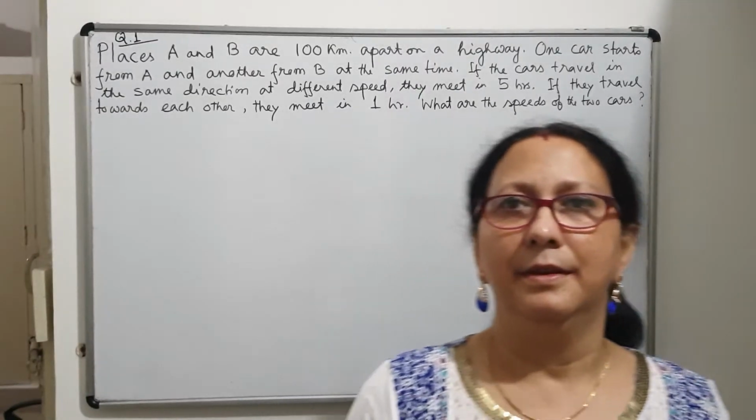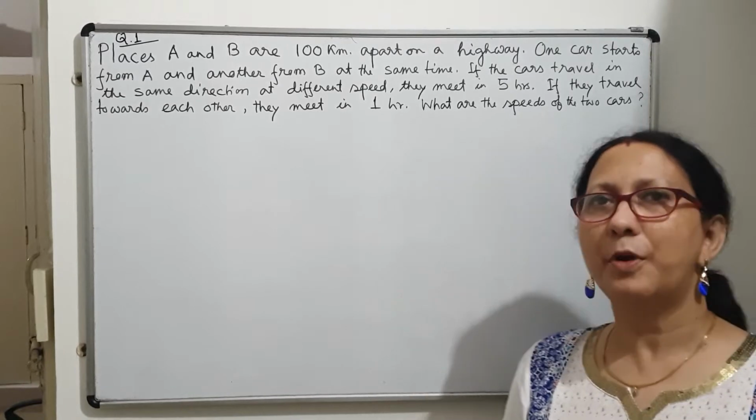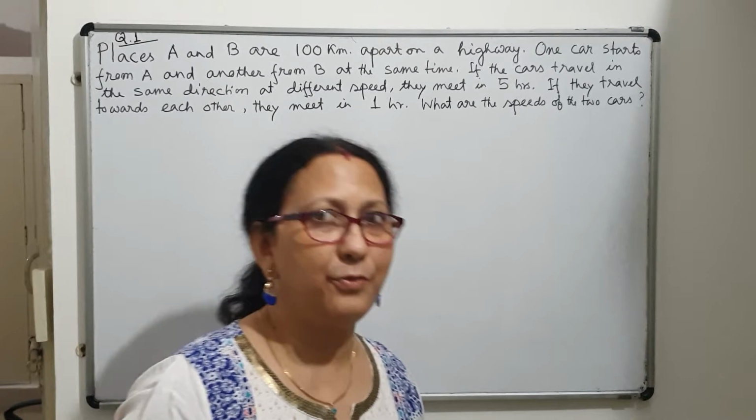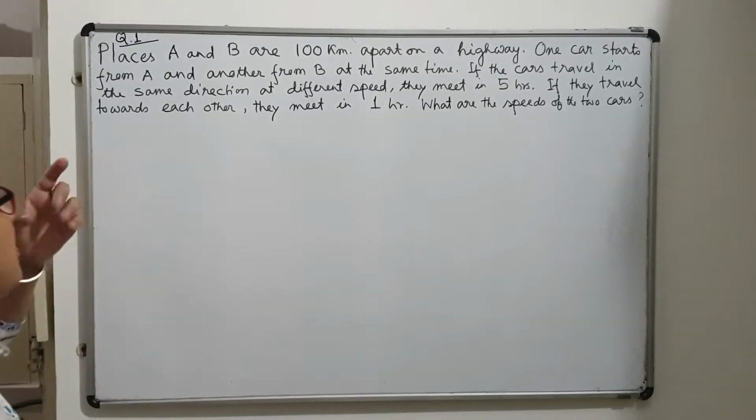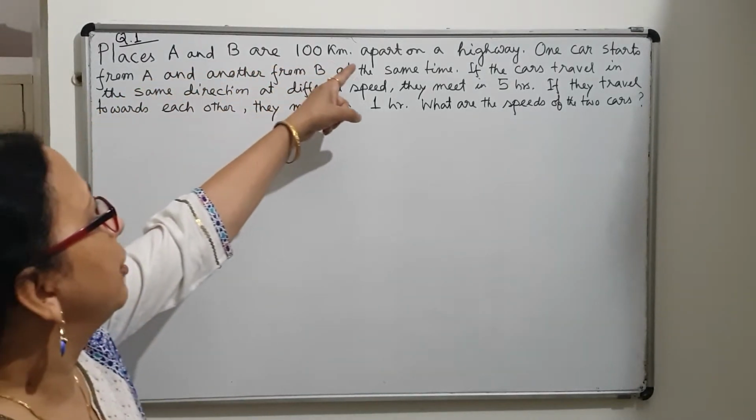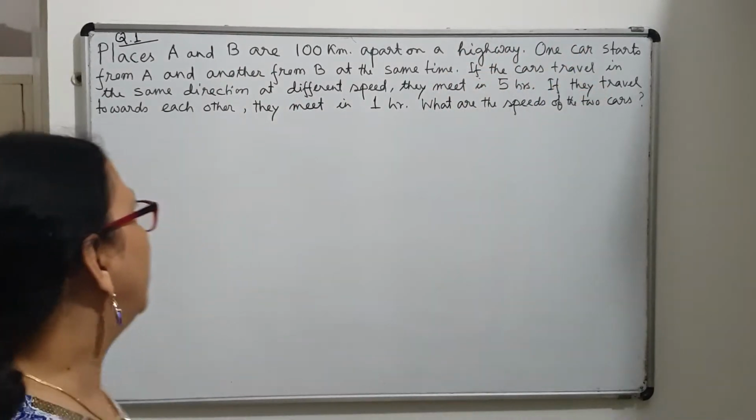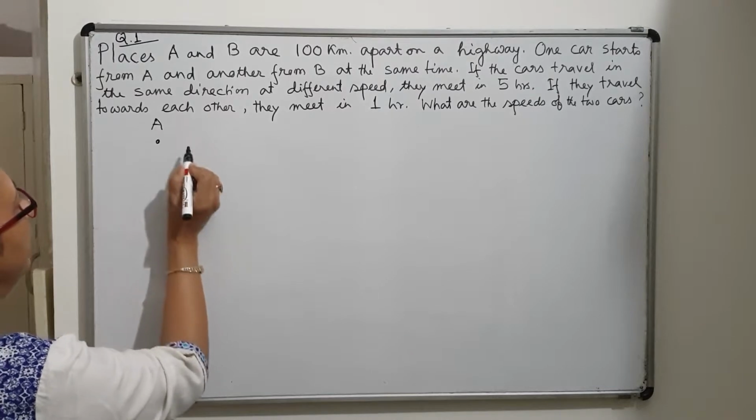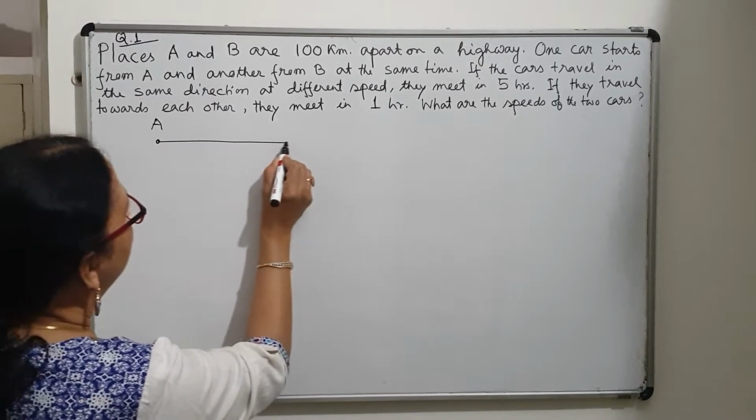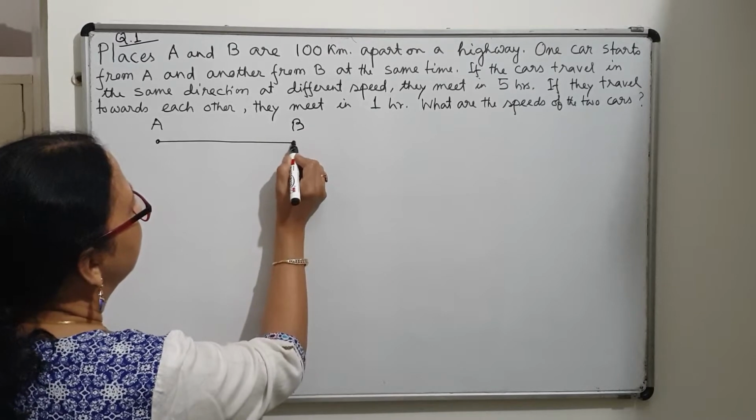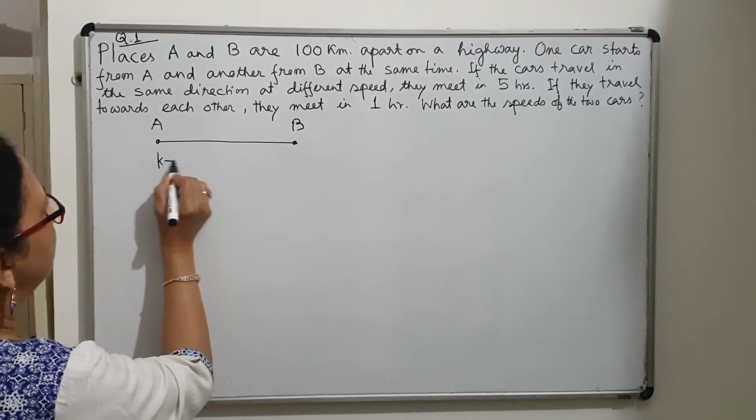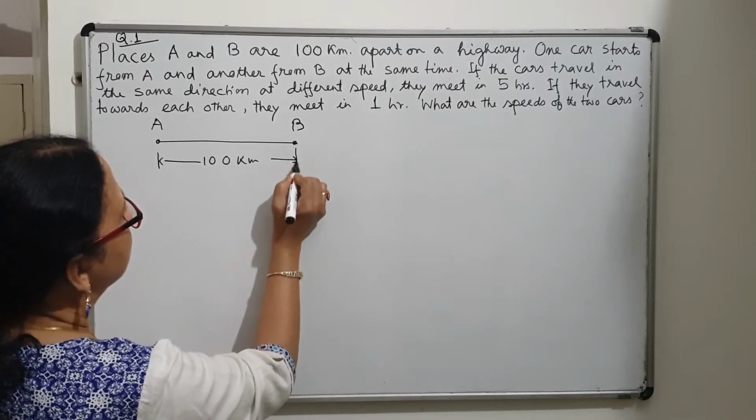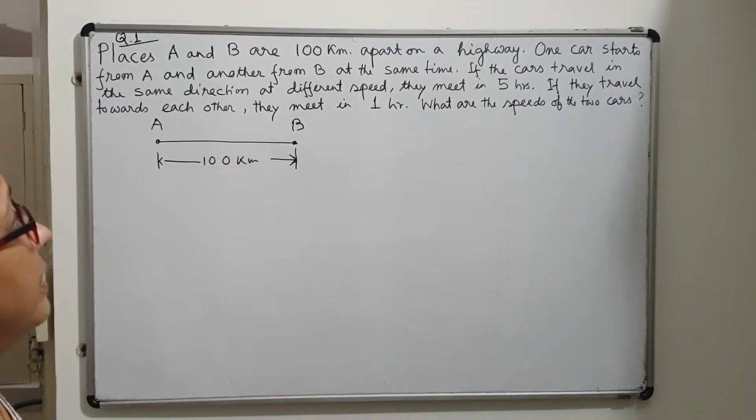Hello everyone. Today we'll be solving some word problems from the chapter on pair of linear equations in two variables. The first question that I've taken: places A and B are 100 km apart on a highway. Suppose this is place A, and on a highway another place B, such that the distance between them is 100 km. This is given.